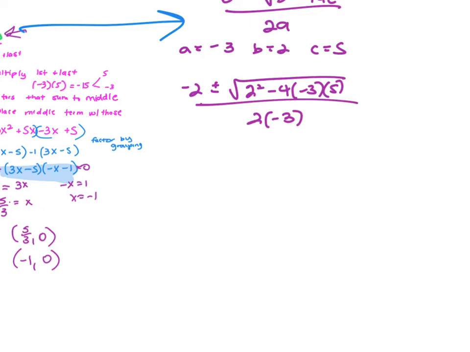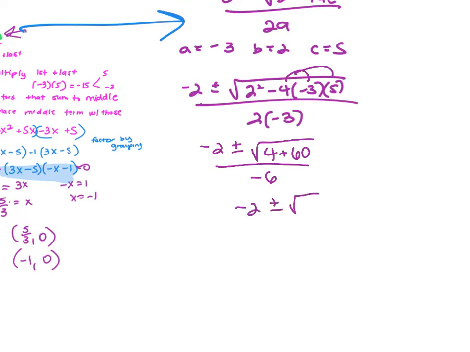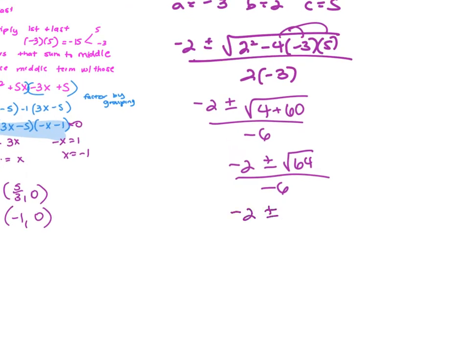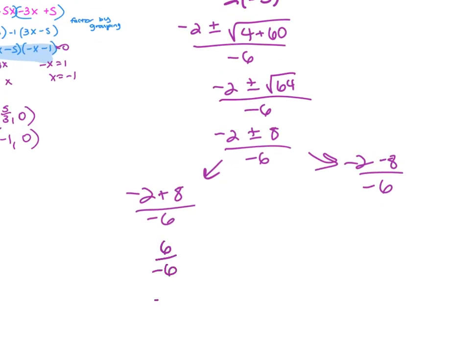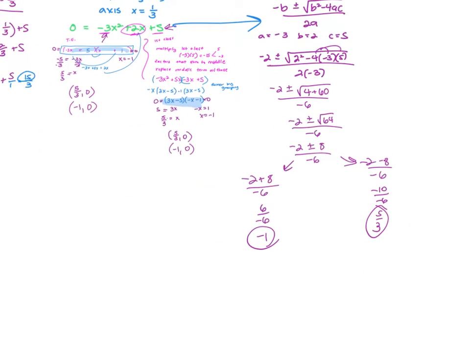So here I get negative 2 plus and minus the square root of 4. This is positive 12 times 5, positive 60, over negative 6. Negative 2 plus and minus the square root of 64 over negative 6. Negative 2 plus and minus 8 over negative 6. And there's 2 answers here. I get 6 over negative 6, which is negative 1. And I get negative 10 over negative 6, which is 5/3. So any of the ways you do it, you end up with the same answers.